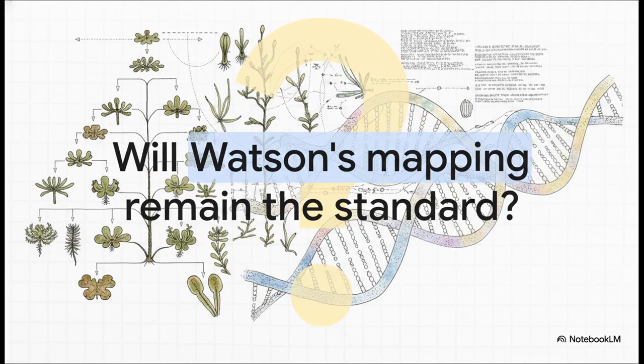Which honestly leaves us with a pretty fascinating thought to chew on. Watson built this absolute masterpiece back in 1971 based entirely on observable physical traits. But as our scientific tools advance, especially in the realm of modern genetics and DNA sequencing, is the structural logic of Watson's map going to hold firm? Or are we destined to redraw the entire plant tree of life from scratch? It is a thrilling question for the future of taxonomy.